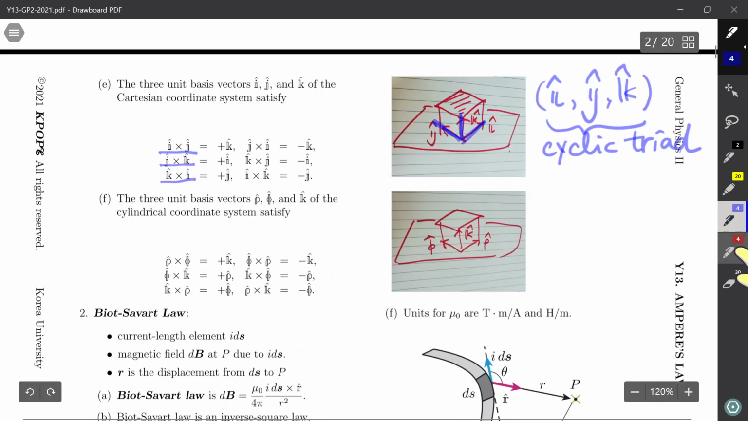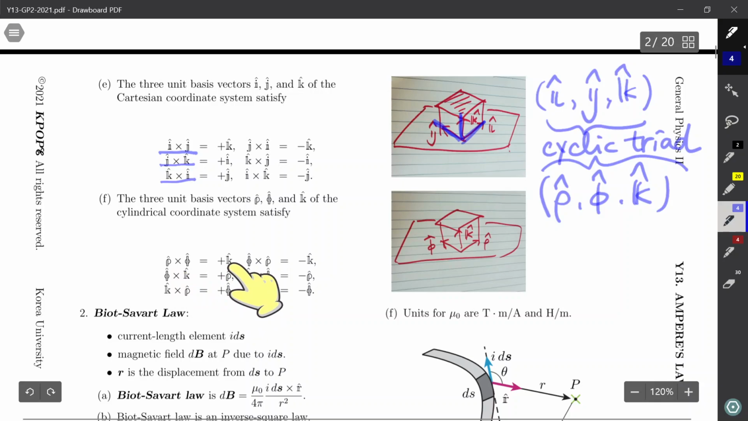In a similar manner, rho, phi, k also satisfy the cyclic triad. So rho cross phi equals k, phi cross k equals rho, and k cross rho equals phi. If you change the order, you flip the sign.